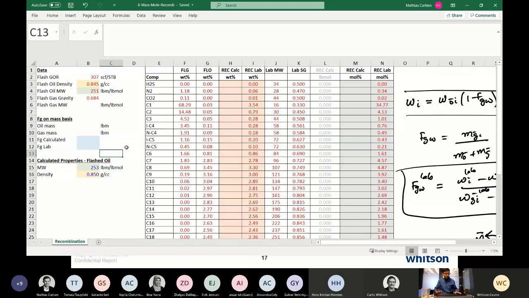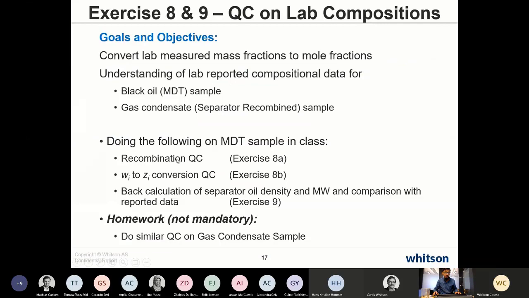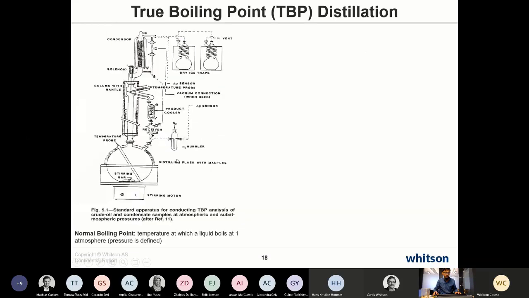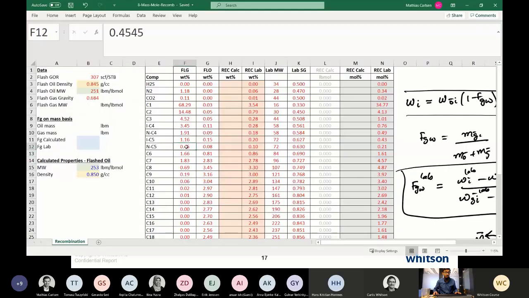Okay, so I think now we can get started with the exercise here. We have an exercise on doing the QC of the laboratory composition. So we'll be mainly doing the recombination QC and also this conversion from mass to mole. That's exercise 8 here. And the data that's shown here in this Excel file is from the oil PVT report.